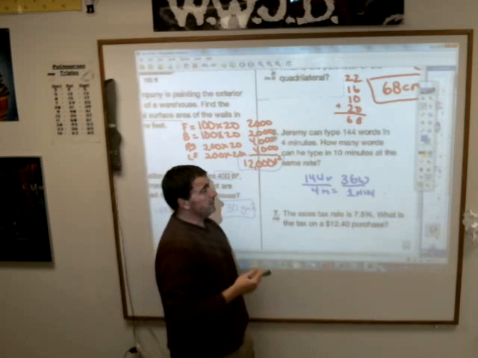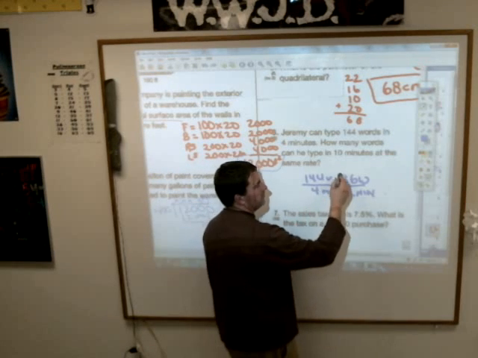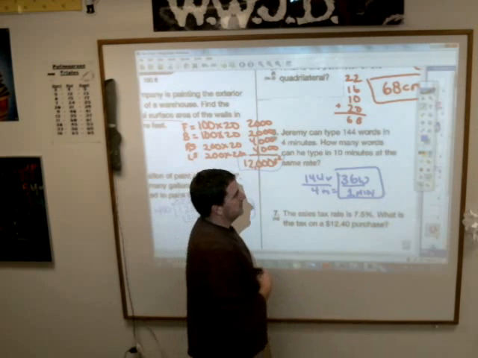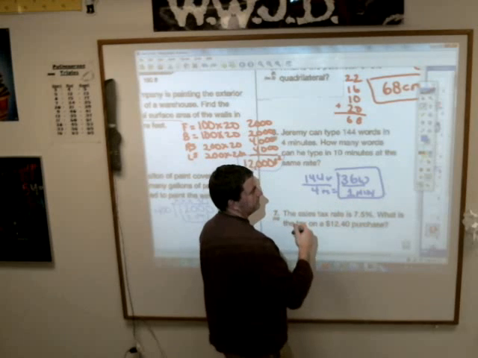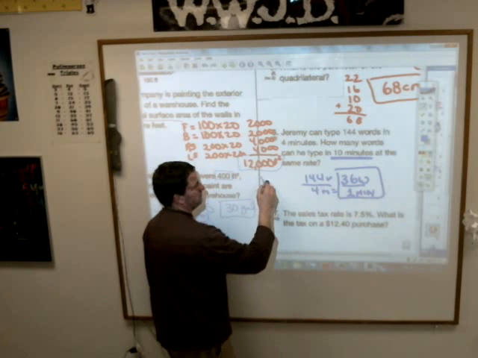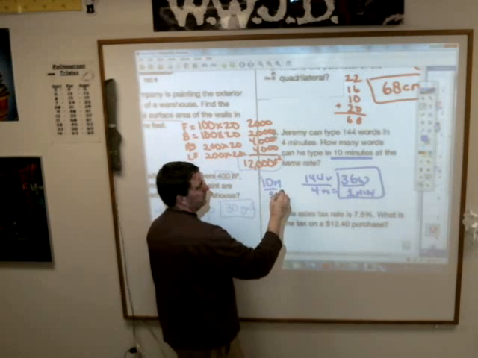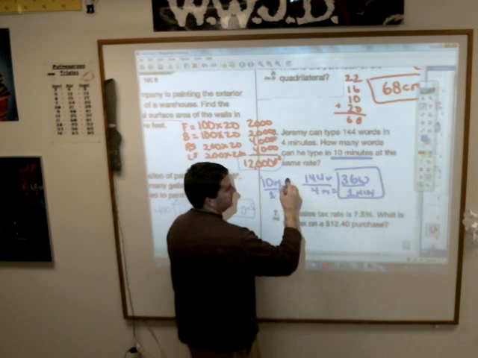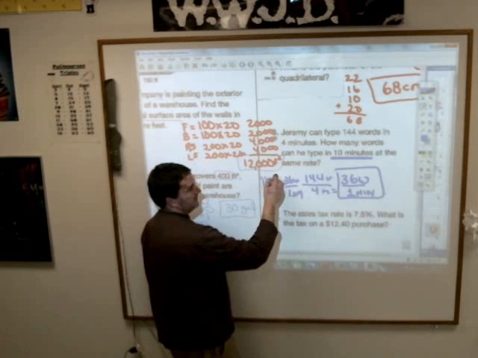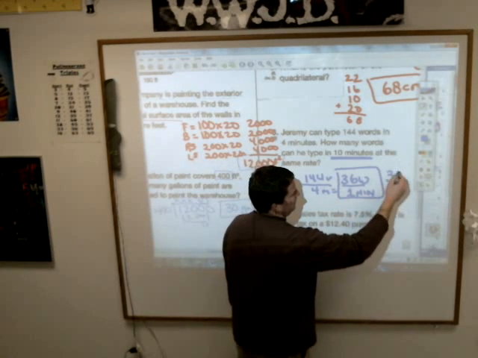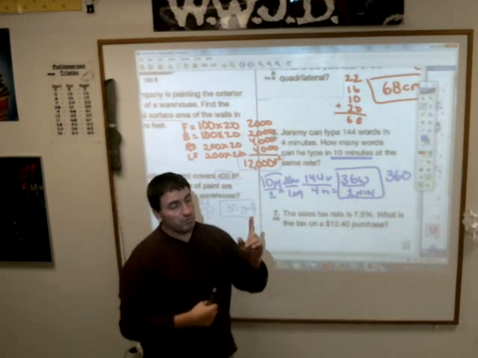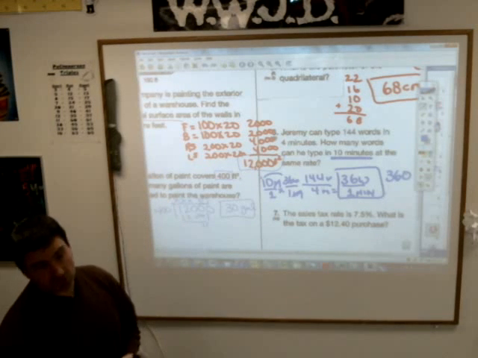Now, in reality, Sage, this is what we call a unit multiplier. And you could use it like a unit multiplier. I want minutes to cross off. I start with 10 minutes, right? 10 minutes over 1. If I want minutes to cross off, I'm just going to multiply just like it is. 36 words in 1 minute. It's just going to be 10 times 36, which is 360. Or it's common sense, I suppose. If you type 36 words in just 1 minute, how many will you do in 10? It's just 36 times 10.